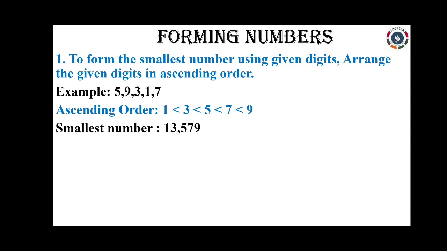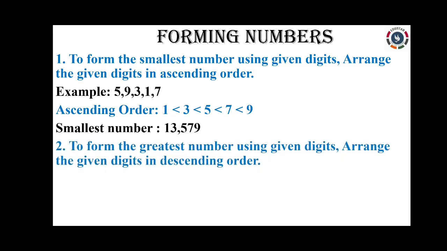To form the greatest number using the given digits, arrange the digits in descending order. If we arrange the given digits in descending order, we will get the greatest number. Descending order means we have to arrange the given digits from big digit to small digit.